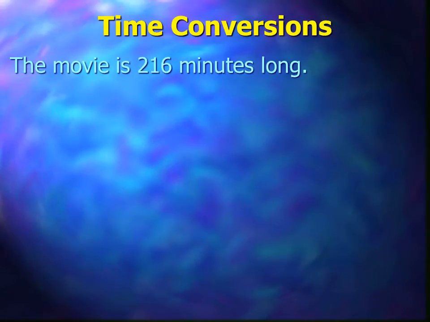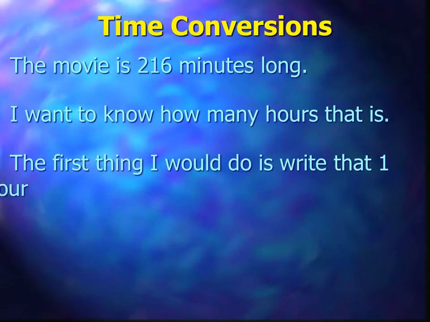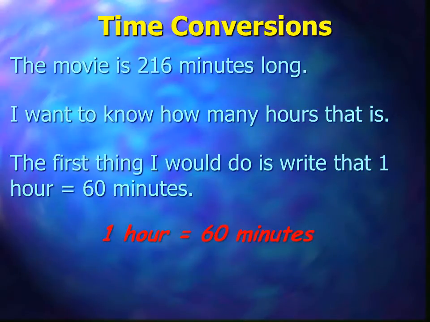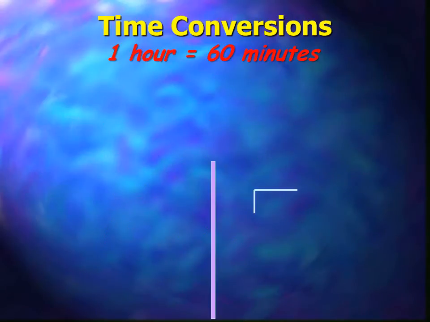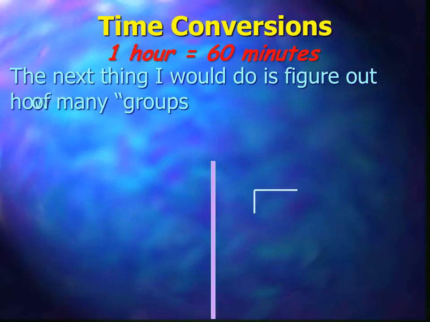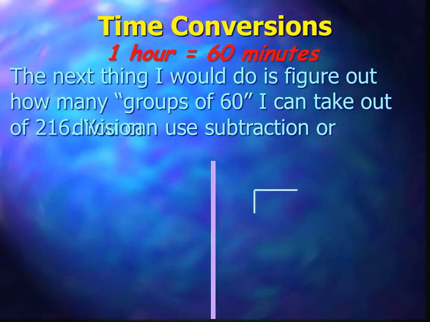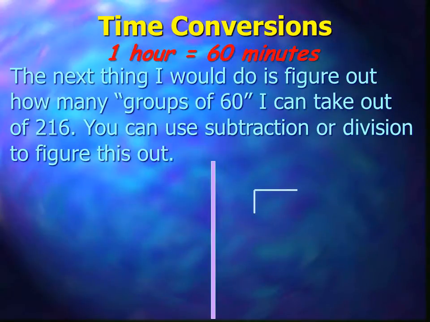The movie is 216 minutes long. I want to know how many hours that is. The first thing I would do is write that 1 hour equals 60 minutes, just like that. The next thing I would do is figure out how many groups of 60 I can take out of 216. You can use subtraction or division to figure this out.